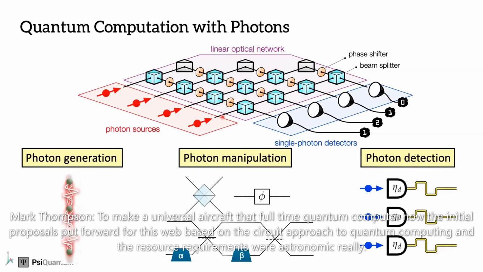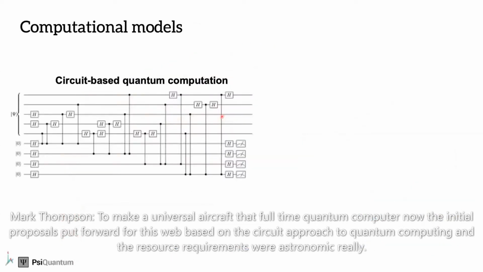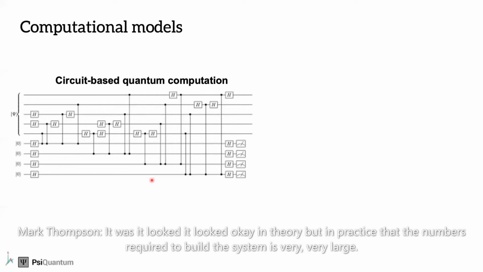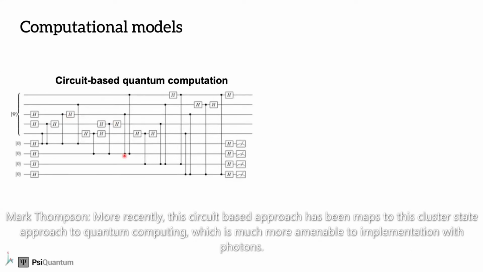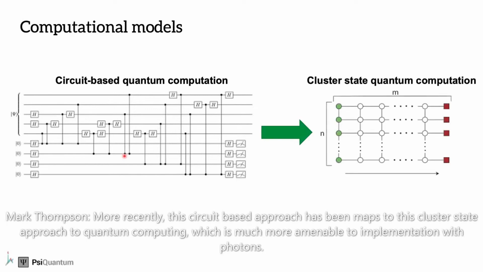Now, the initial proposals put forward for this were based on the circuit approach to quantum computing, and the resource requirements were astronomical, really. It looked okay in theory, but in practice, the numbers required to build these systems were very, very large. On top of that, when you made your computations longer, you made the circuit depth longer, and loss very, very quickly became a problem. More recently, this circuit-based approach has been mapped to this cluster state approach to quantum computing, which is much more amenable to implementation with photons.